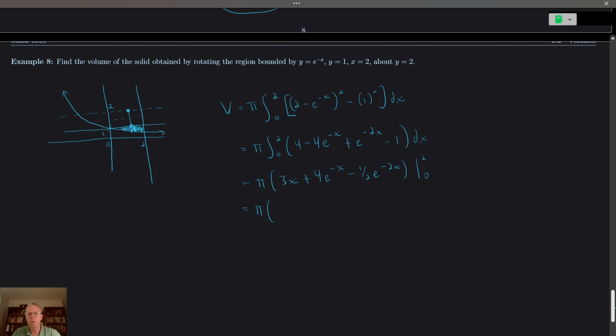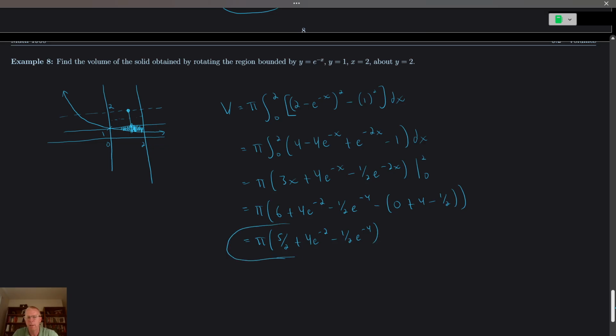Plug in the 2. We get 6 plus 4e to the negative 2 minus 1/2 e to the negative 4, and then plug in 0, so that is 0. And then plus 4 minus 1/2, since e to the 0 is always going to be 1. And so then that gives us pi. 6 minus 4 plus 1/2 is 2.5, so we'll just say 5/2 plus 4e to the negative 2 minus 1/2 e to the negative 4. And then there's our answer.